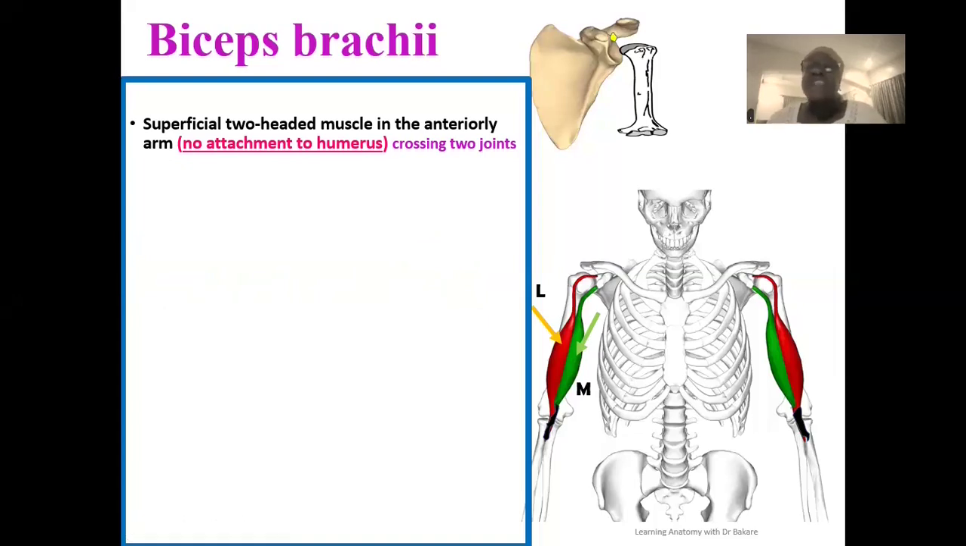So now let's dive into the origins and also the insertion points of the short and the long head of the biceps brachii. Don't forget that this is where we have the short head on this medial side, while laterally we have the long head.